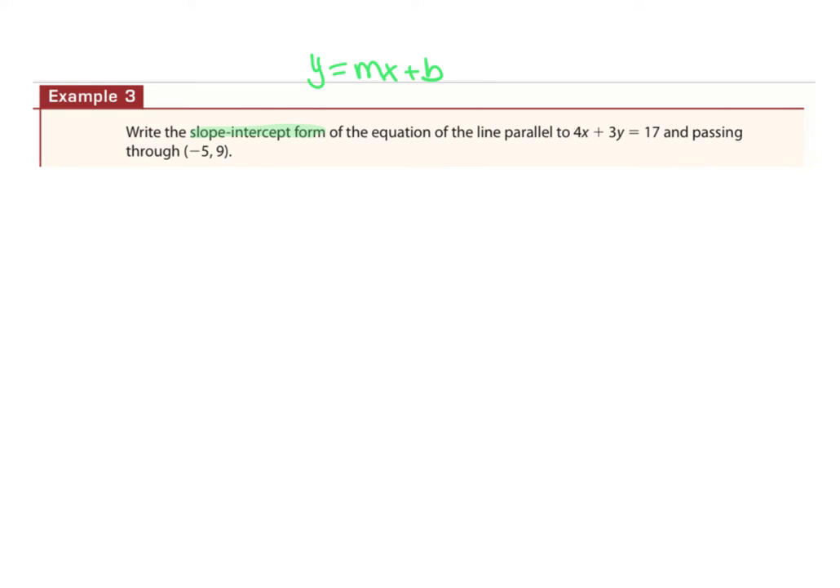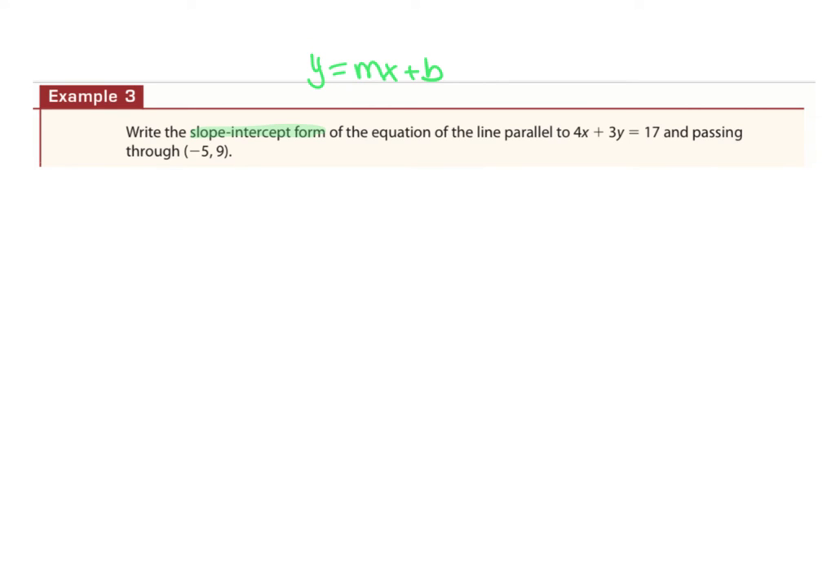Write the equation of the line parallel to 4x plus 3y equals 17 and passing through the point (-5, 9). All right, so you have the point and they have given you a parallel line. So we're going to probably start with point-slope and then solve to slope-intercept, okay? We need the slope, however. So we have a point, we need the slope.